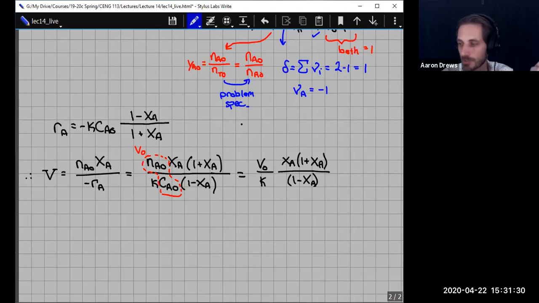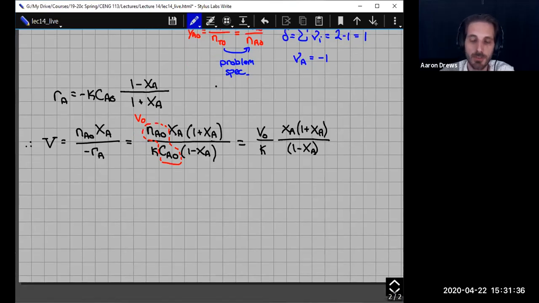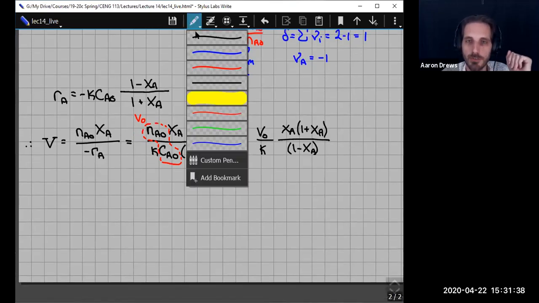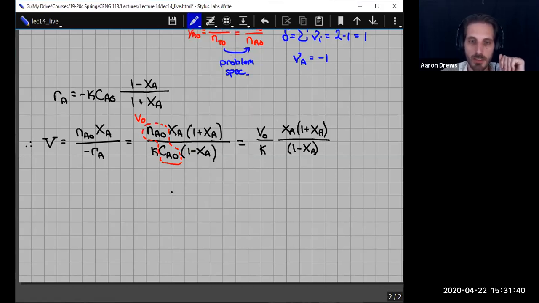I'm kind of rusty with the quadratic equation, although it is in your book. But if you're rusty with MATLAB and don't feel like doing it in MATLAB, quadratic equation is your friend. So you can always use that. From this expression, however you choose to solve it, put it in Excel, put it in your calculator, put it in MATLAB, whatever you want to do, you will end up with exactly the same conversion that we had before, which should not be surprising, right?